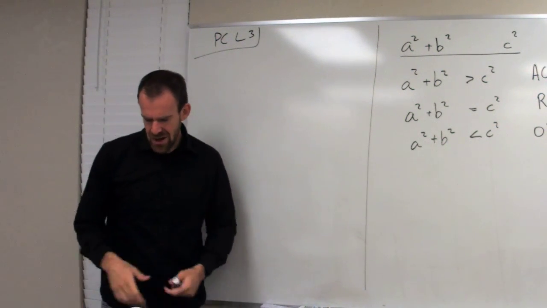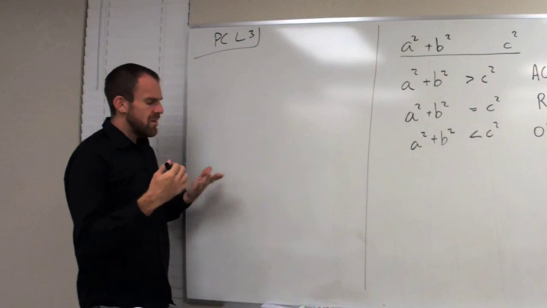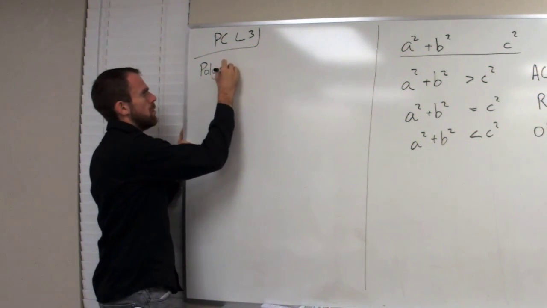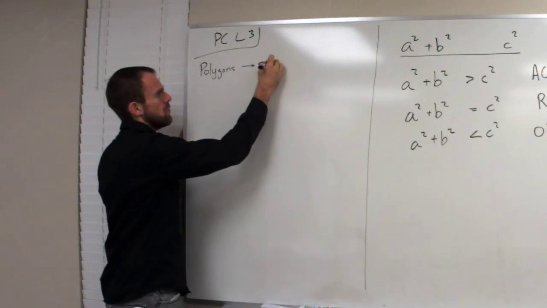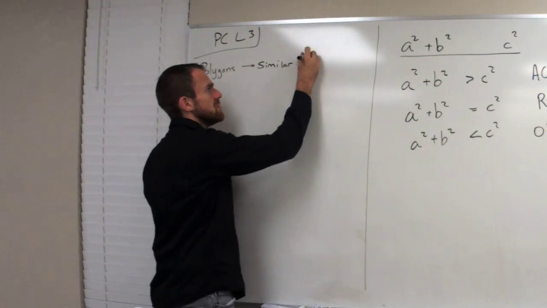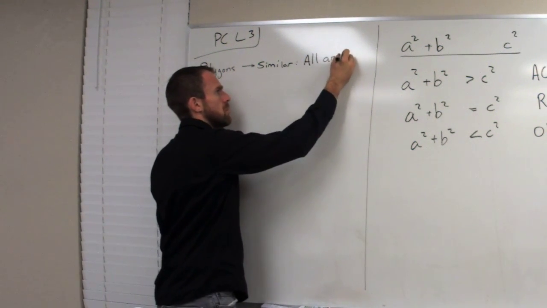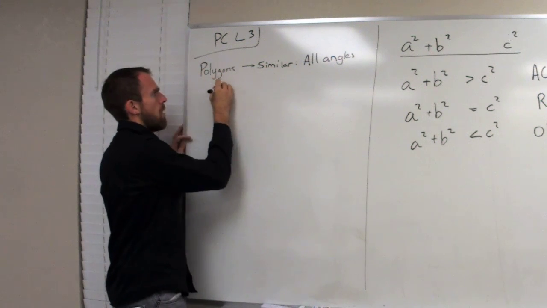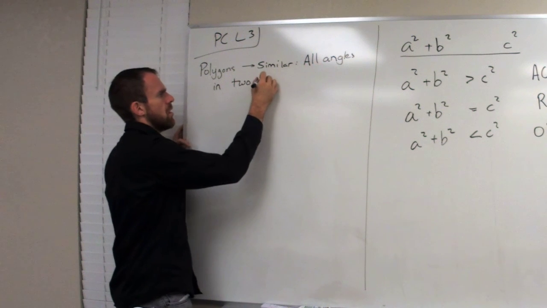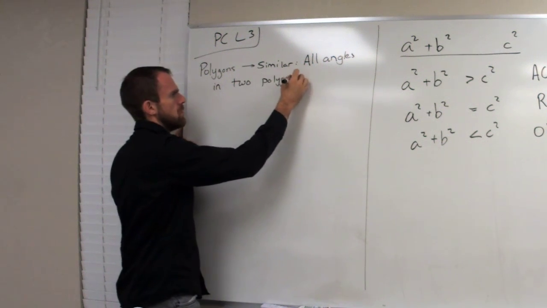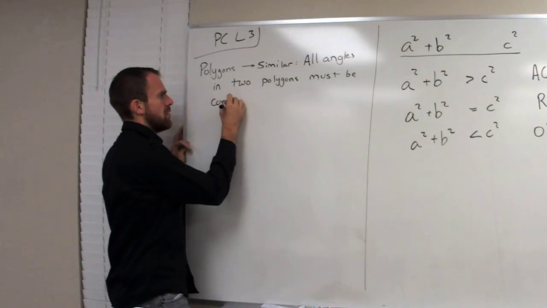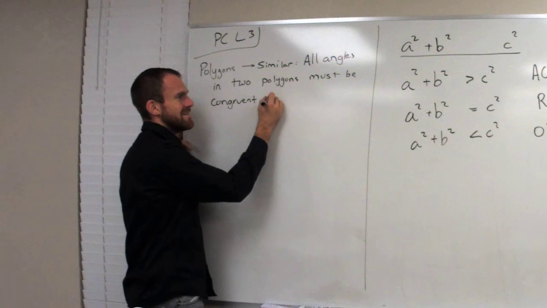All right, similar polygons. So the requirement for polygons to be similar is as follows. All angles in a polygon, or in two polygons, must be congruent and in the same order.